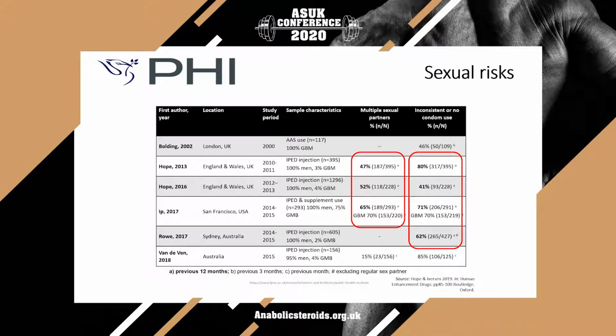Together, these findings suggest that at least among part of the population injecting image and performance-enhancing drugs, the risk of sexual transmission of infections, including the blood-borne viruses HIV and hepatitis B, is potentially substantial.